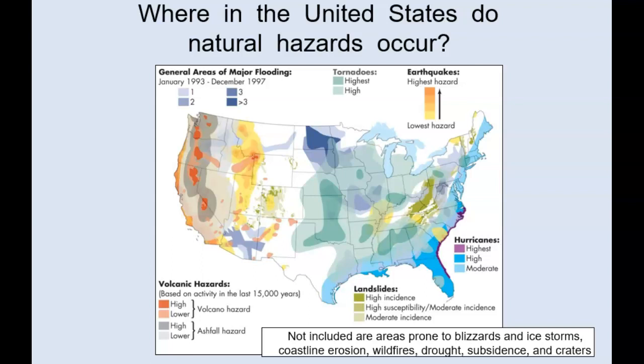Okay, so where on the surface of our planet are we likely to see which types of natural hazards? Let's first consider just the United States for starters. So a lot of it is pretty intuitive, but we can go through some of these hazards, especially the ones that are outlined here on the map, and look at them in detail.